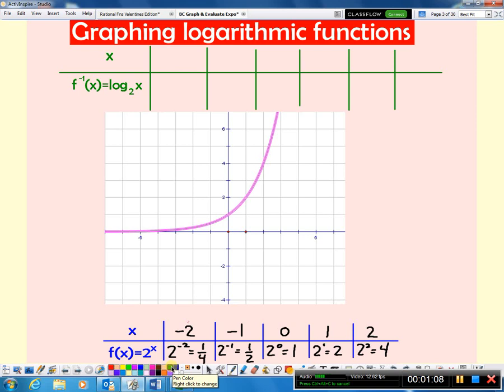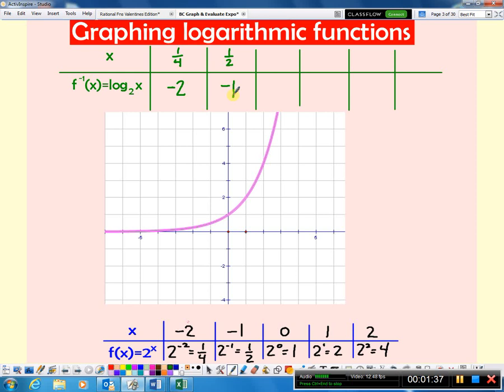The first column of my t-chart shows that negative 2 comma 1/4 is on my original function. Reversing x's and y's means that 1/4 comma negative 2 is on the new function I'm going to graph. The second column says that negative 1 comma 1/2 is on the graph of y equals 2 to the x. That means 1/2 comma negative 1 is on the graph of y equals log base 2 of x.